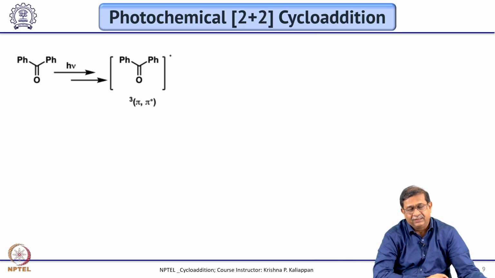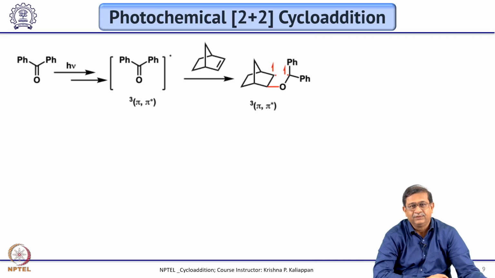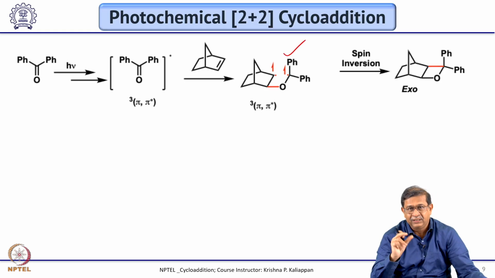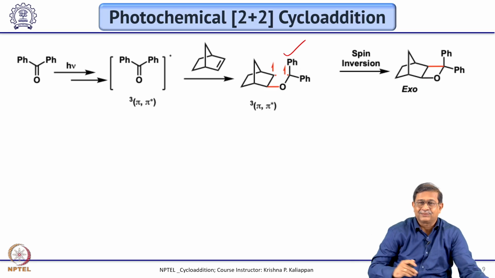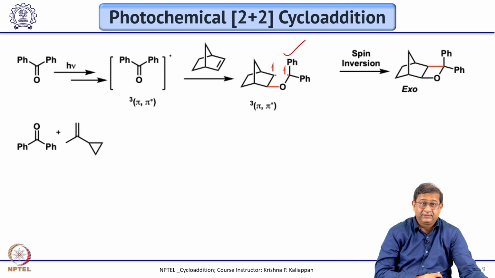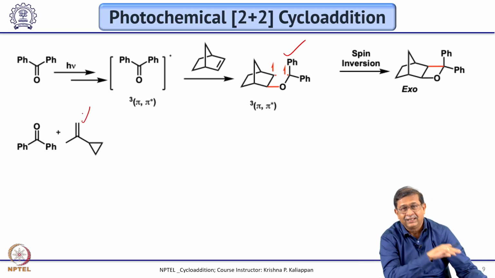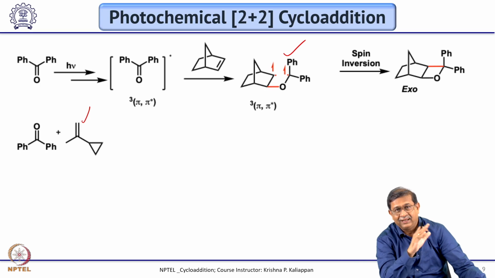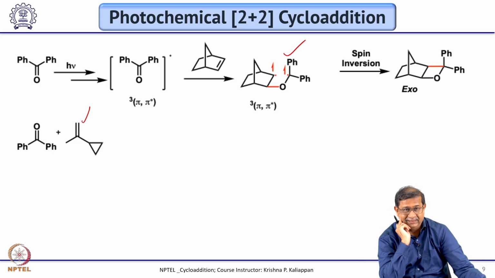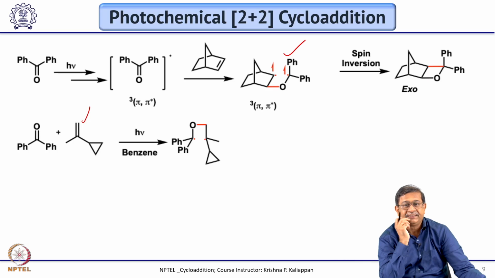So how does it happen? Benzophenone, when you shine light, goes to the triplet state and reacts with norbornene and forms this diradical. Then it undergoes spin inversion, then forms the exo-oxetane. This is further proved when benzophenone was reacted with this alkene having a methyl group at one side and a cyclopropyl group at the other side. Initially it also formed this biradical.